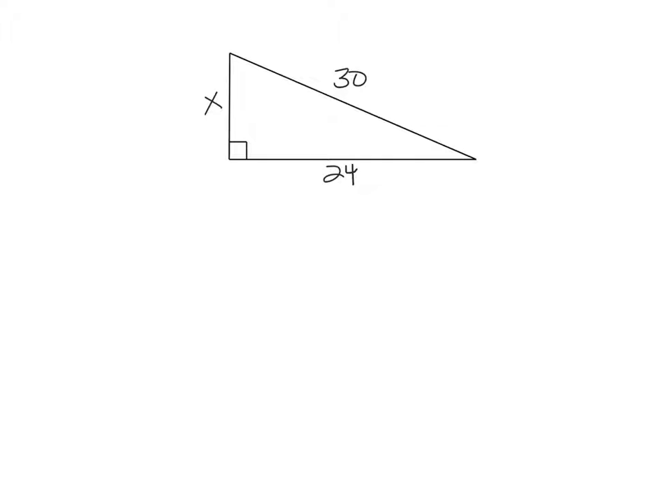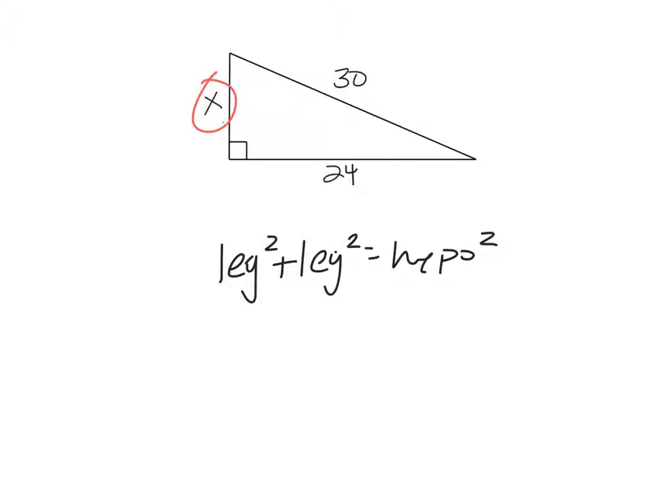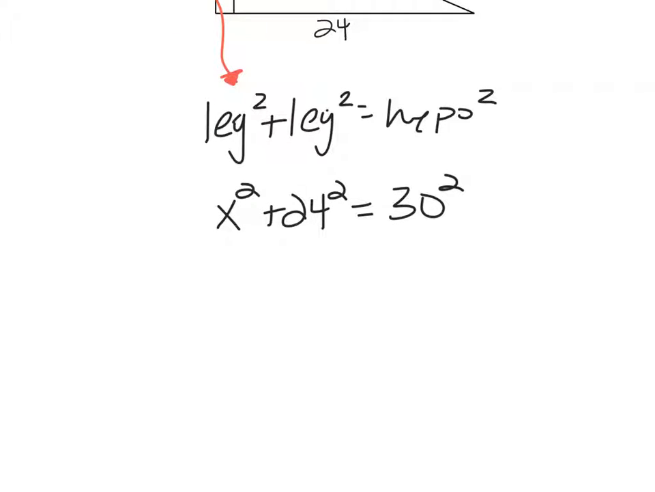Alright, here we go. So I still got leg squared plus leg squared equals hypotenuse squared. And I really prefer putting my x as that first leg. When x is a leg, I'd like to list it first, so that's what I'm going to do. So I get x to the power of 2 plus 24 to the power of 2 equals 30 to the power of 2. That's it. That's the hard stuff. I mean, if you could set it up correctly, the rest of the problem is fairly simple.